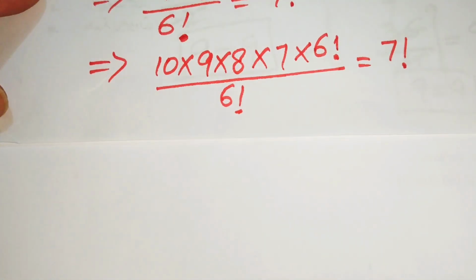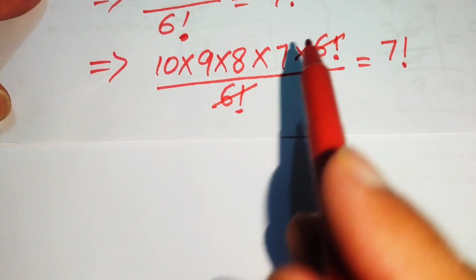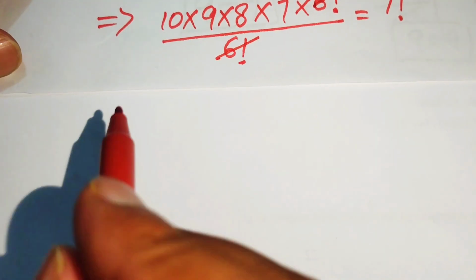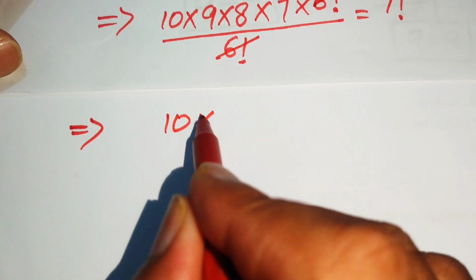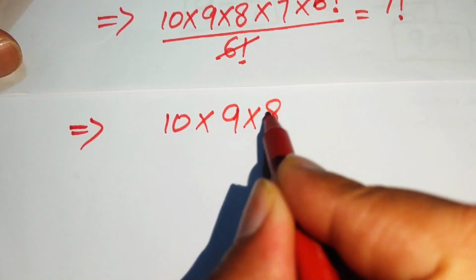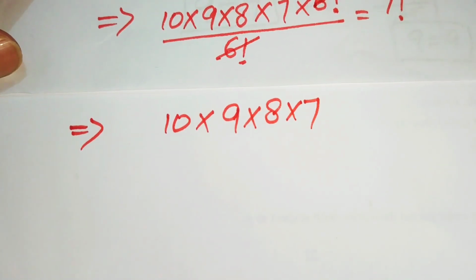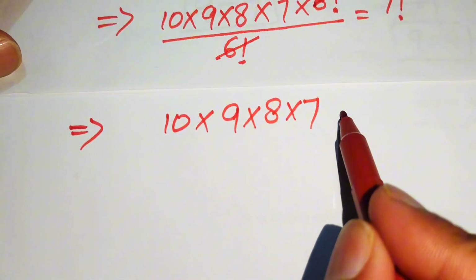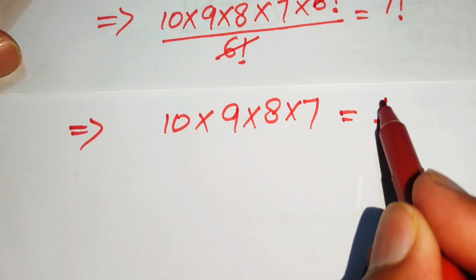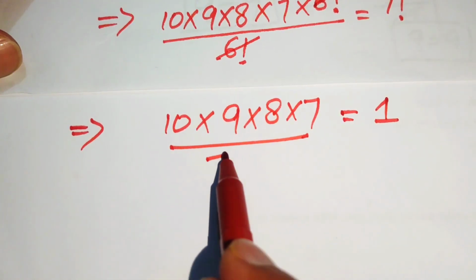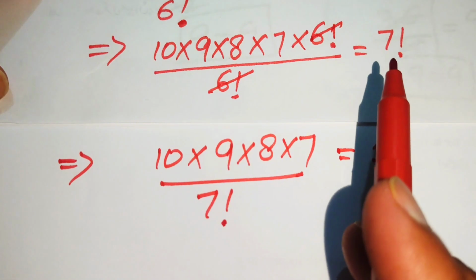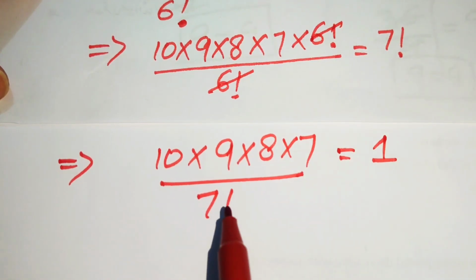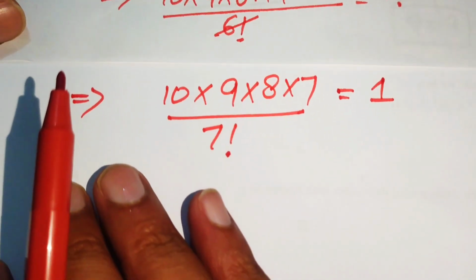So now you see clearly the 6 factorial is cancelled out by the 6 factorial, and here we have 10 times 9 times 8 times 7, and we move the 7 factorial to the left hand side, and we get 1 in the right hand side. So this is our 7 factorial. Okay, so you see here the 7 factorial is multiplied here. When we move it to the left hand side, it is divided in this form.